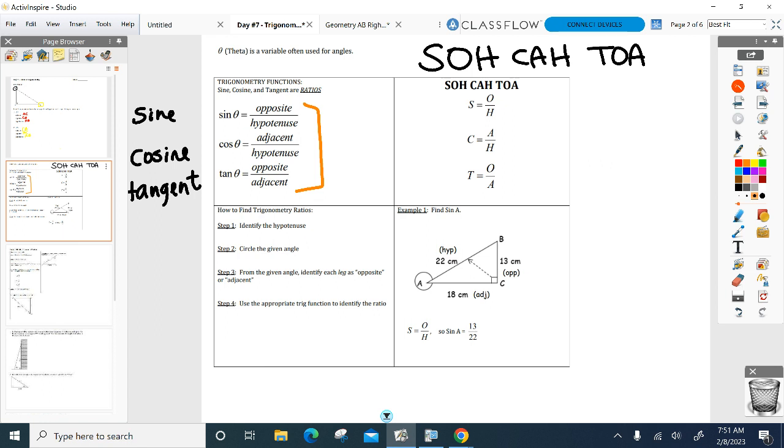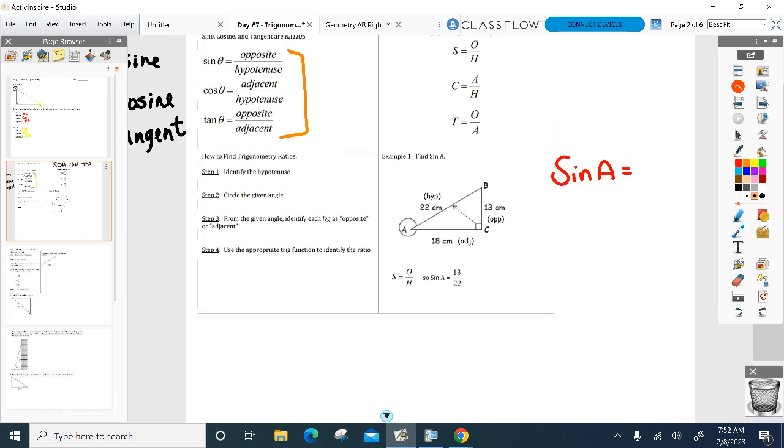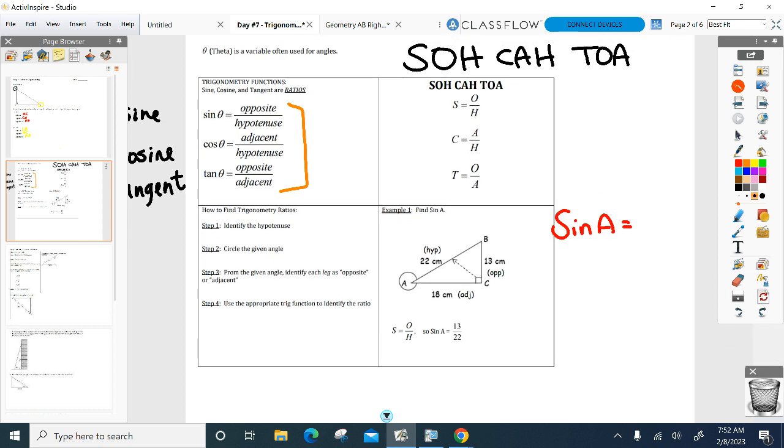All good before we try this one at the bottom? Find the sine of angle A. Sine, abbreviated SIN, from angle A. Before we deal with these numbers 13, 18, and 22, you've got to help me remember what the sine ratio is equal to. You can look back every time, that's fine. Whether you use SOHCAHTOA or you remember, sine is equal to the opposite side over the hypotenuse.